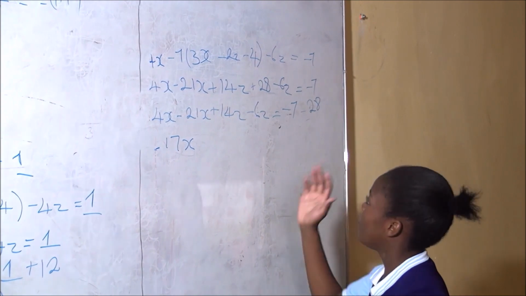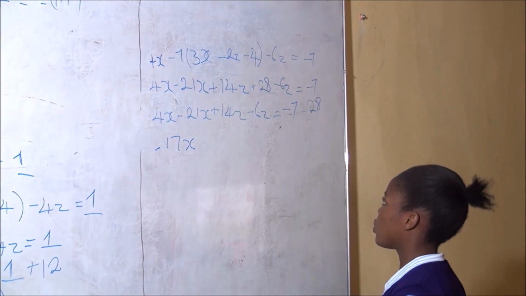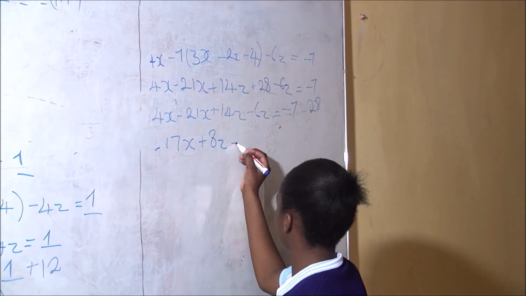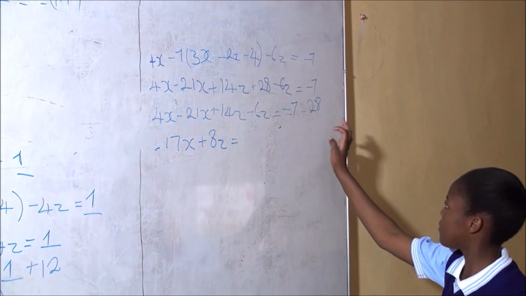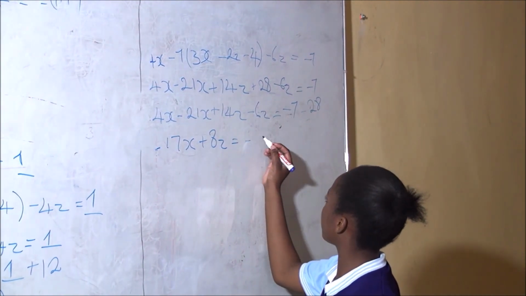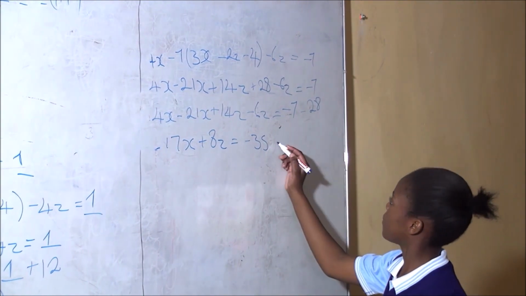Then here when we do 14z minus 6z, which is going to give us positive 8z, which is equal to, here when we do negative 7 minus 28, which is going to give us negative 35. Then this equation, we are going to name it as B.